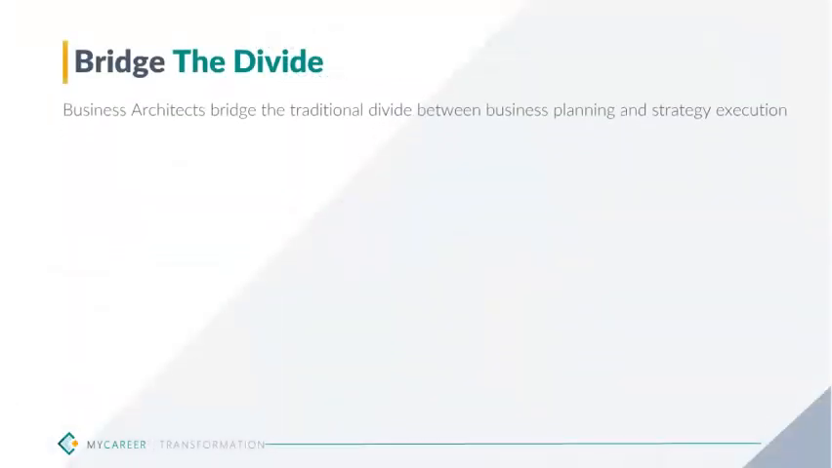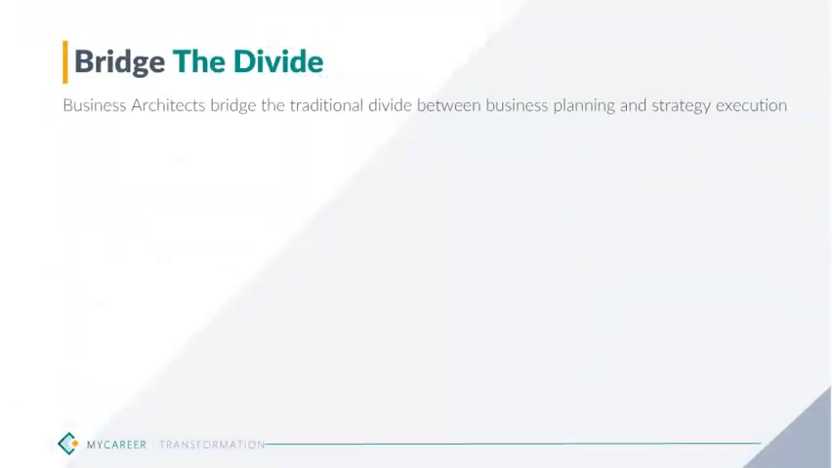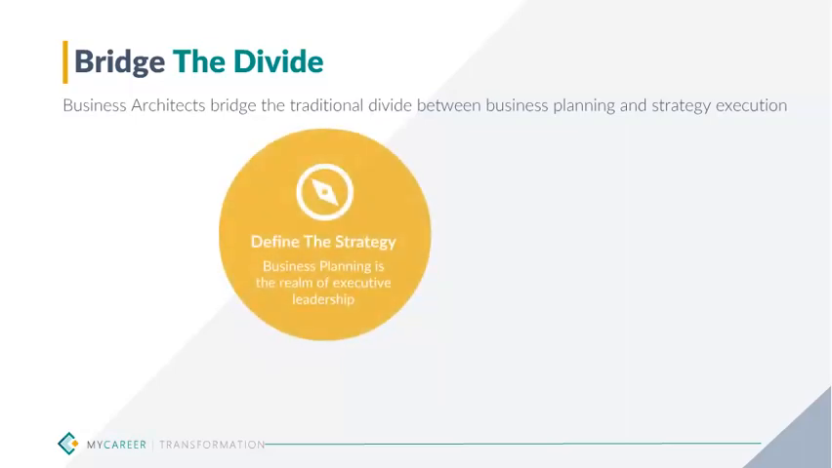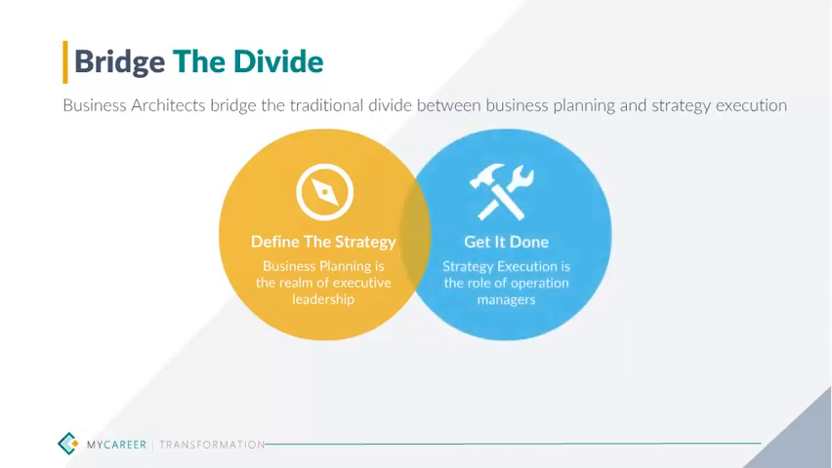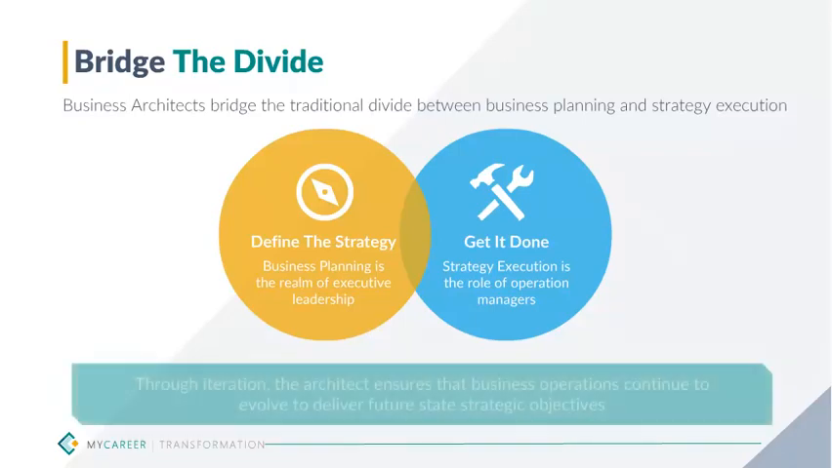The business architect bridges the traditional divide between business planning and strategy execution. When we think about business planning, this is typically the realm of strategy, the leadership role, and the strategy execution is typically the role of operation managers. A business architect is able to bridge those two different worlds and make sure that a solid strategy and the capabilities have been defined to execute it.